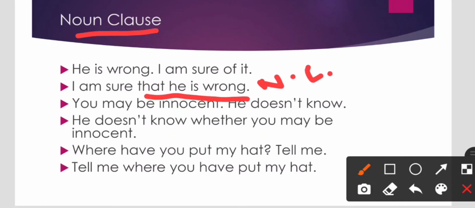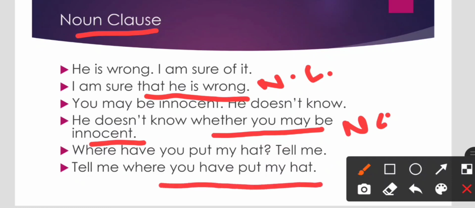And noun clause की सबसे easy पहचान क्या है कि आप जो हैं what से question पूछिए तो you will get the answer. You may be innocent, he doesn't know. He doesn't know whether you may be innocent. So this is a noun clause. Where have you put my head? Tell me. Tell me where you have put my head.